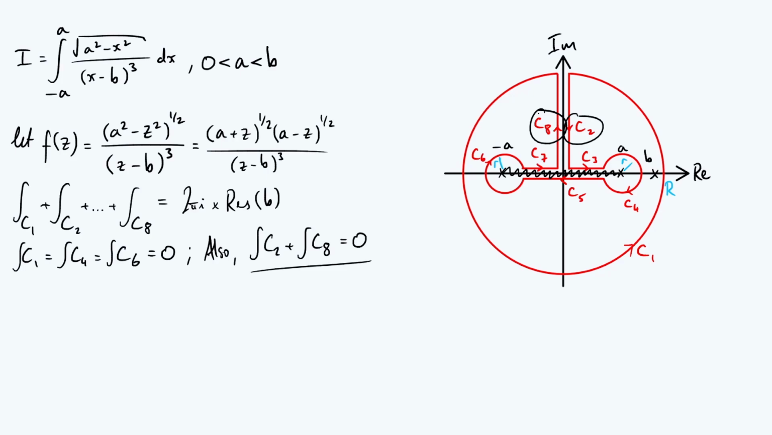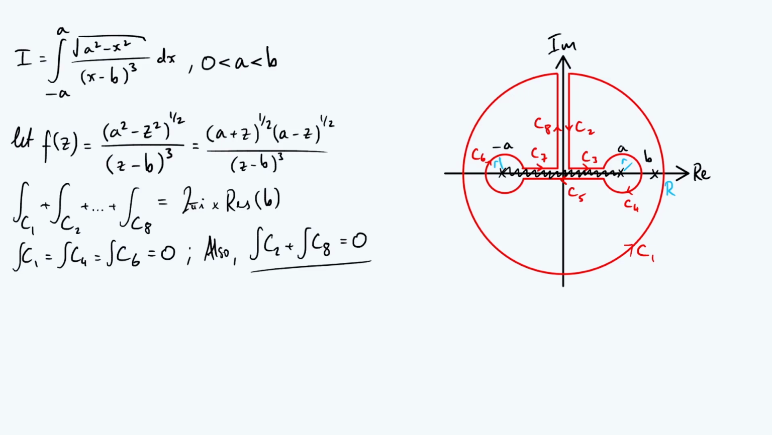There's no branch cut on the imaginary axis, and therefore f of z has the same value immediately to the left and immediately to the right of the imaginary axis. And so the only difference between the integrals on those two parts of the curve is that the limits on C8 are going to be from 0 to infinity, while the limits on C2 are going to be from infinity to 0, and therefore we just acquire a minus sign, and the two integrals are going to cancel each other out. So that just leaves us with C3, C5, and C7, which are not 0 and which are not going to cancel out, and that's where the interesting stuff is going to happen.